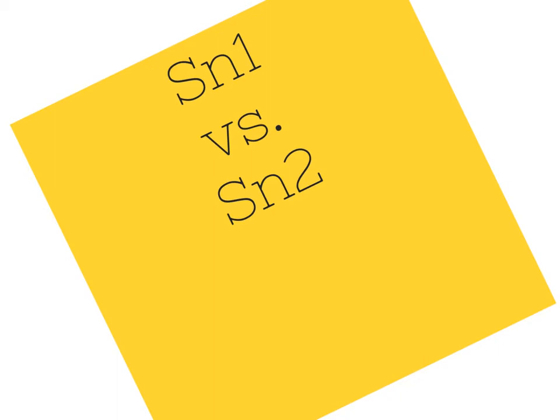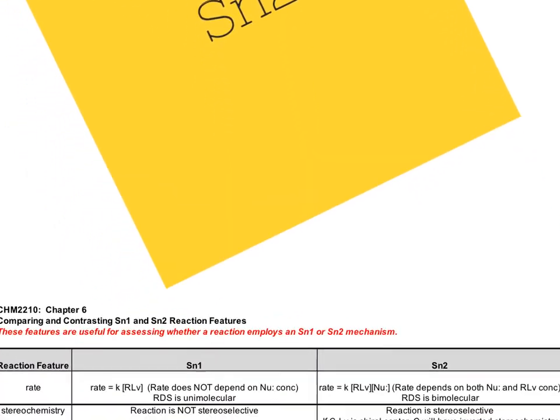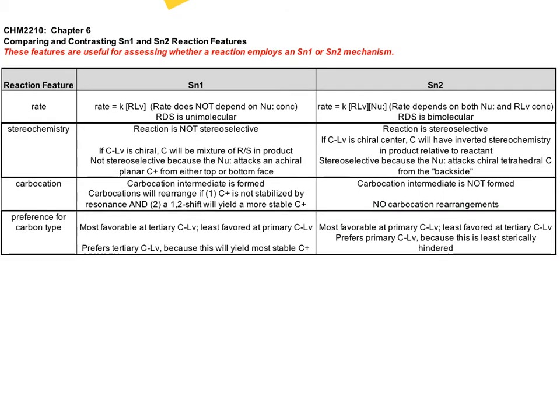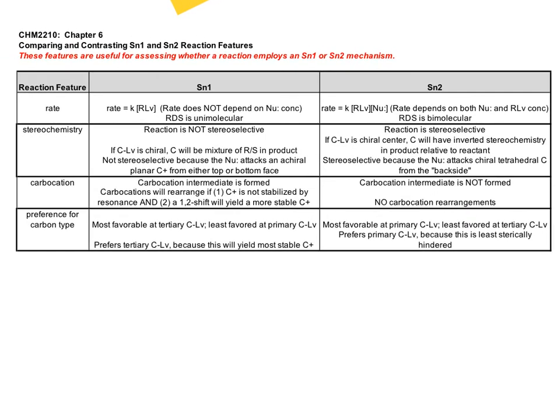In this unit, we take a look at comparing and contrasting the SN1 and SN2 reaction mechanisms for nucleophilic substitution. So in order to get started with this, what we'll do is take a look at the chart that I have here on screen. You can also access this using Canvas under Files and Handouts. Here, I've summarized the different features of the SN1 reaction in the column on the left and the SN2 reaction on the right.